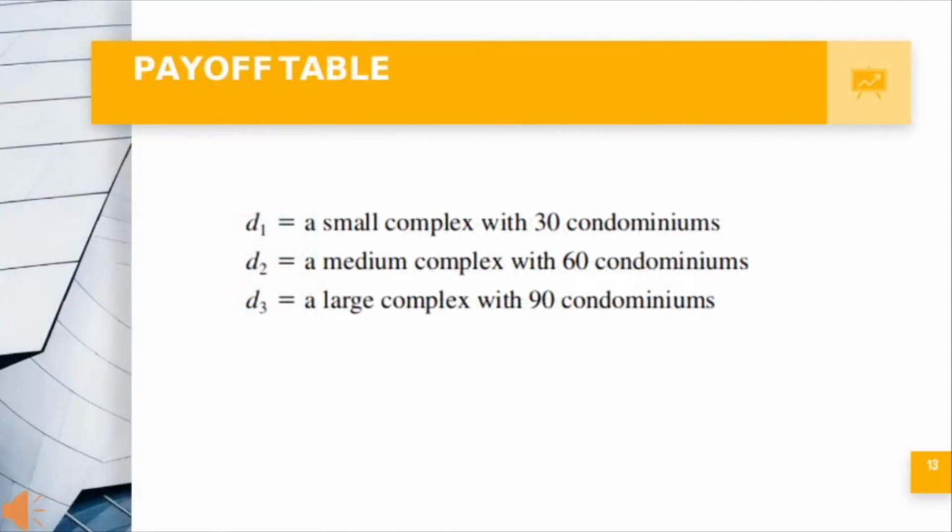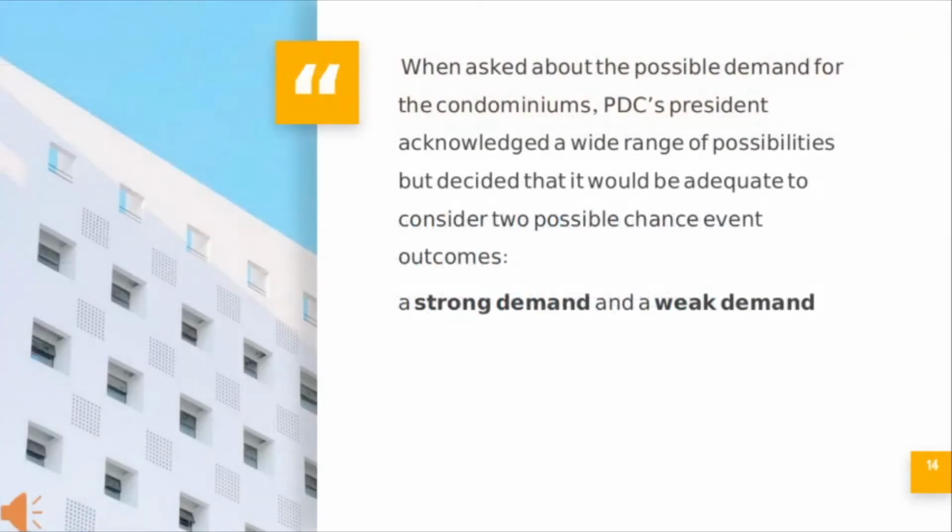We may now label them as D sub 1 is equal to a small complex with 30 condominiums, D sub 2, a medium complex with 60 condominiums, D sub 3, a large complex with 90 condominiums. When asked about the possible demand for the condominiums, PDC's president acknowledged a wide range of possibilities, but decided that it would be adequate to consider two possible chance event outcomes: a strong demand and a weak demand.